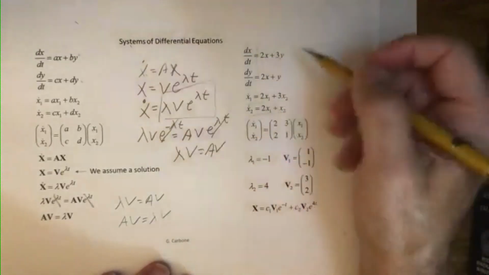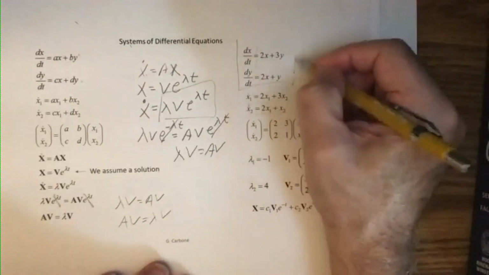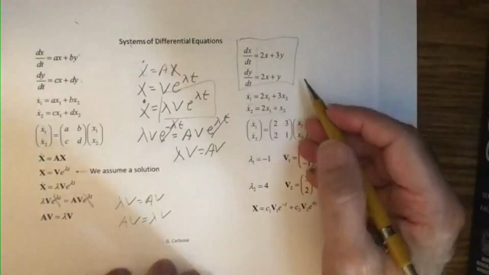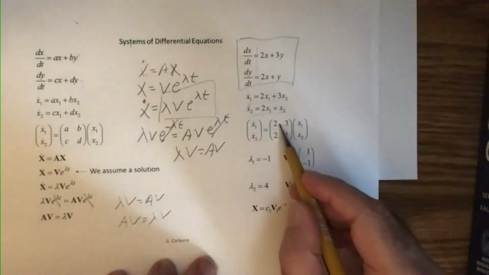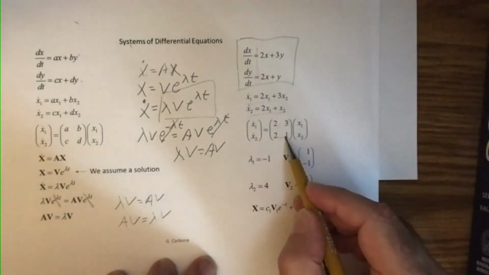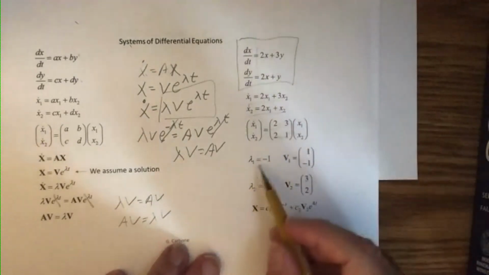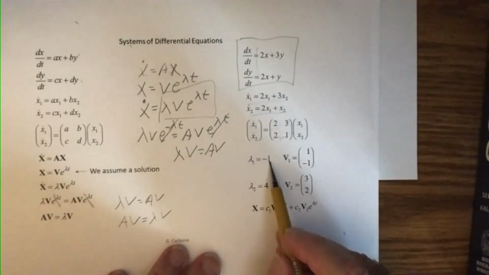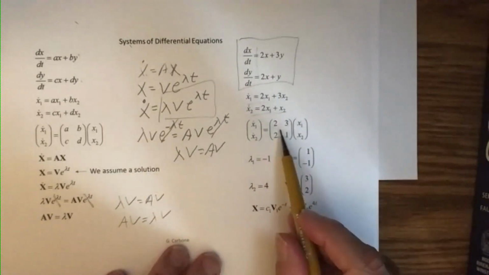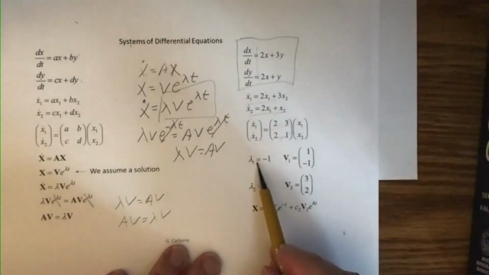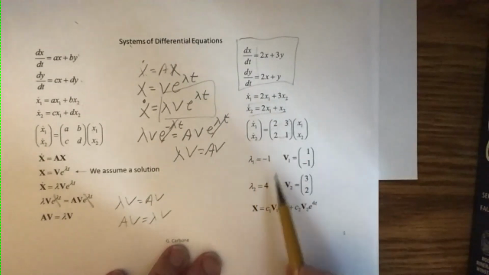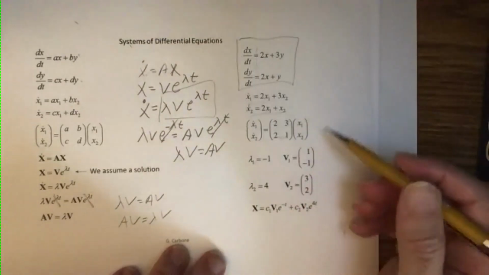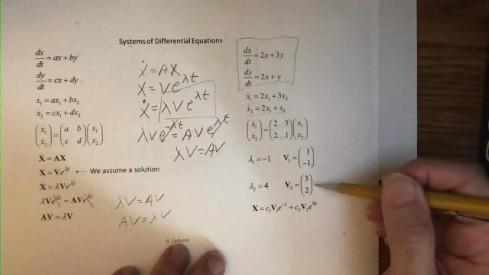So what I'm telling you now is that we actually have the solution to this system of differential equations, because it corresponds to this matrix here, which is the matrix that I've been working with. And we found that the eigenvalues for this matrix were lambda 1 equal to -1 and lambda 2 equal to 4. And we found that these were the eigenvectors.